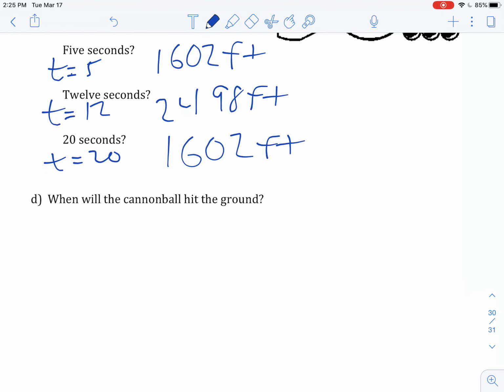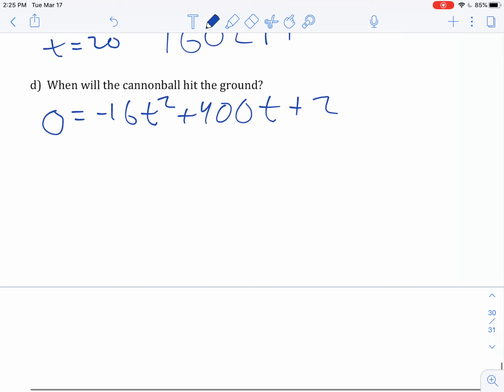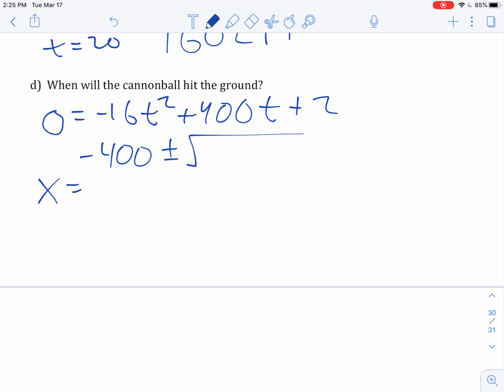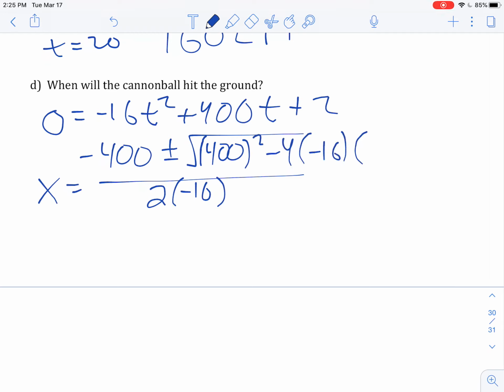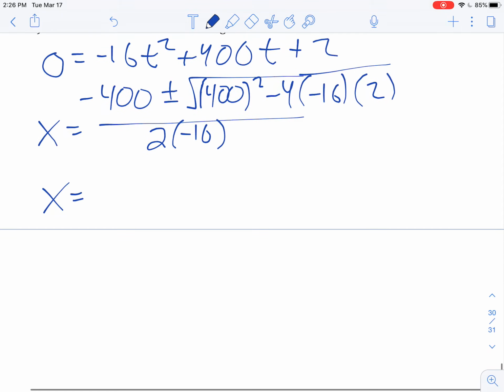Then we want to know, when will the cannonball hit the ground? So I am plugging in 0 for the height. And on these when will it hit the ground problems, you are always doing quadratic formula. So my quadratic formula would be x equals negative b plus or minus the square root, and this is going to be b squared minus 4ac underneath the radical, all over 2 times a. This one I think I'll write out for you, just in case people started getting lost.